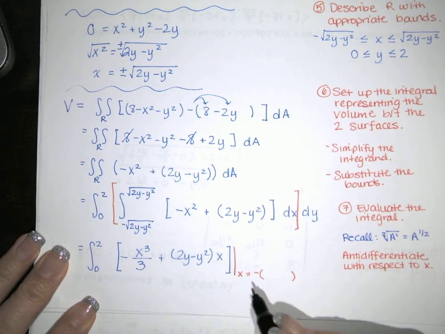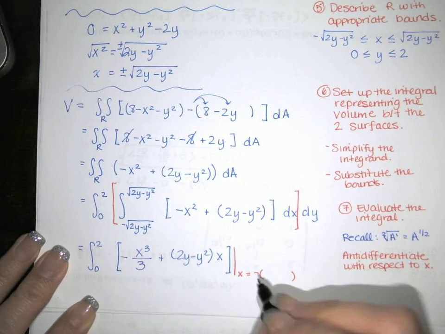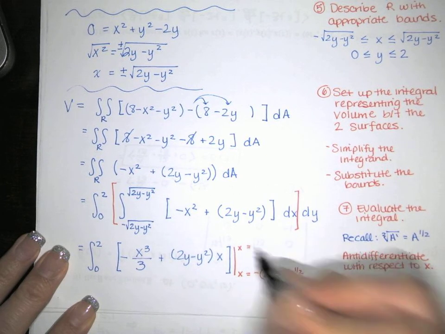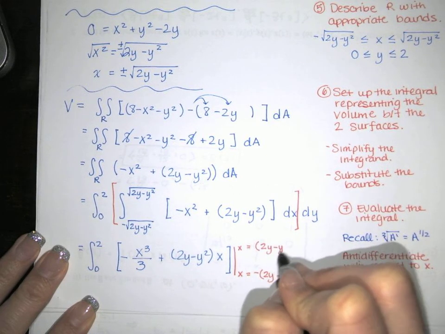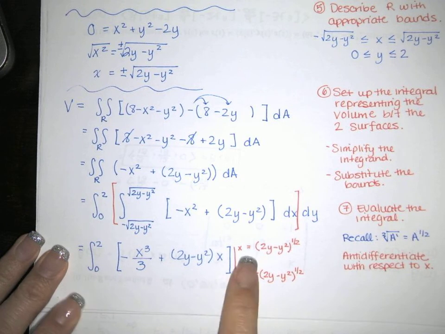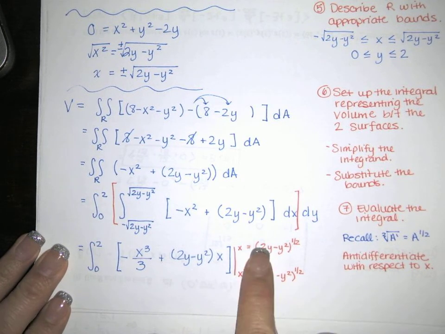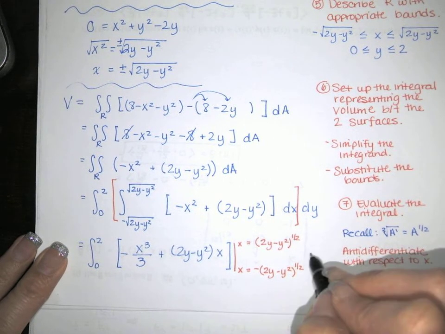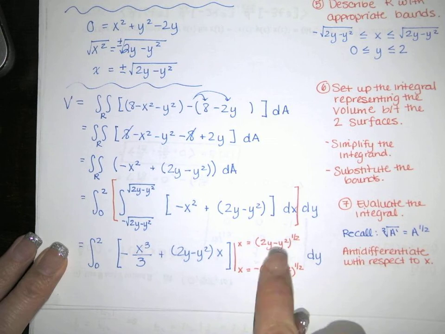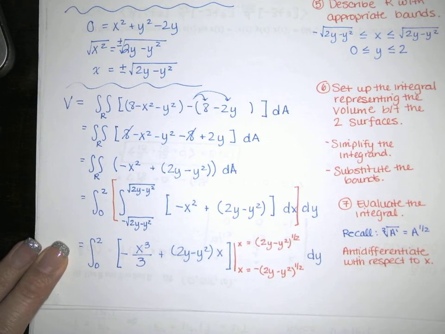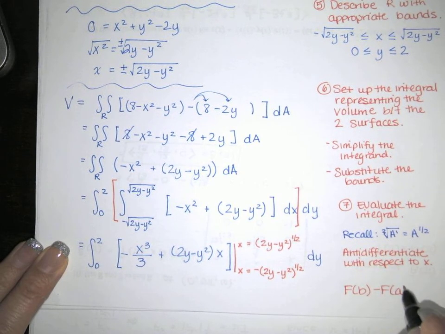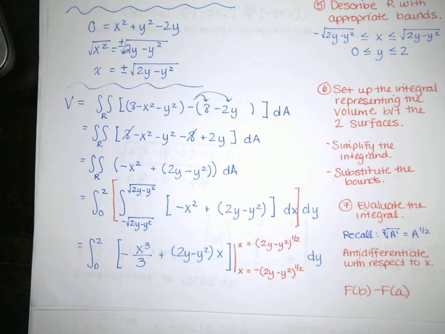I'm going to use this property now to rewrite my lower bound as a negative 1 times the quantity 2y minus y squared to the 1/2. And my upper bound is the quantity 2y minus y squared to the 1/2 as well. But that's a positive expression to the 1/2, and that's a negative expression to the 1/2. So by the fundamental theorem, we're going to evaluate this at the upper bound and lower bound and subtract. So that's just the fundamental theorem of calculus. And then we'll simplify and integrate the result with respect to y.